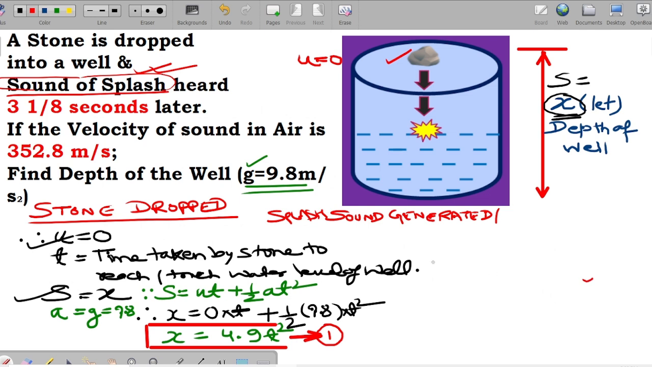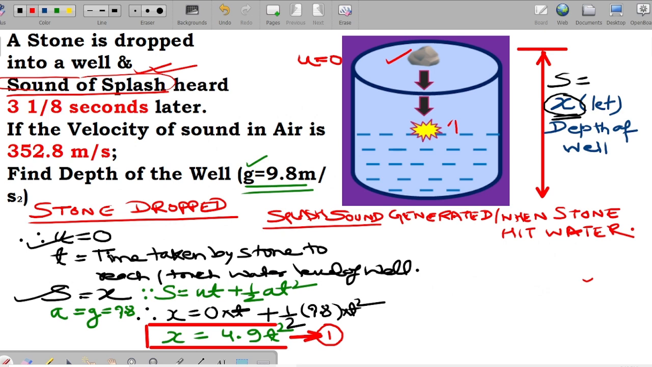So here, for the journey of sound, that is the return journey, what are the values? Let us assume it's reaching our ear, that means it's reaching from the water level to the top of the well from where we are listening, right? So the displacement in this case is also equal to x, which we have already assumed over here, right?